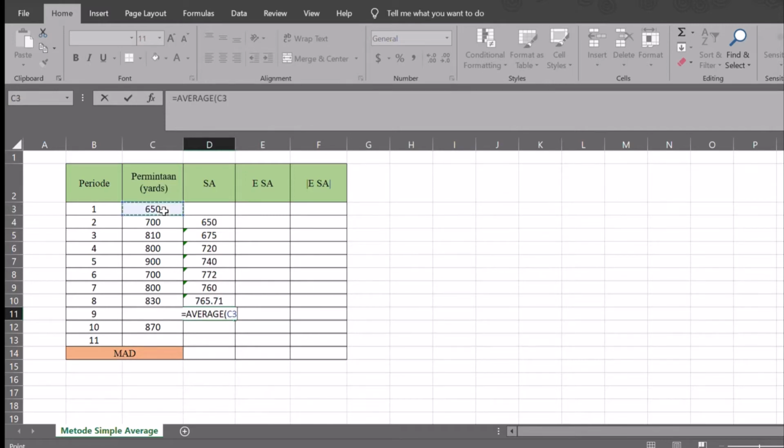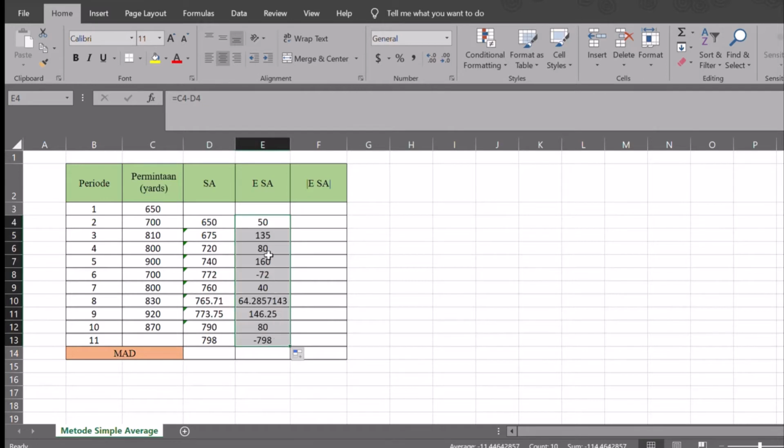After the forecast data is obtained, we continue to calculate the error value. Why do we need to find the error value? It is because generally a forecasting result contains errors. And to find the error value, it can be done by subtracting the forecast data from the actual data. In the following, we will try the second period by subtracting 650 from 700, so that we get an error value of 50.